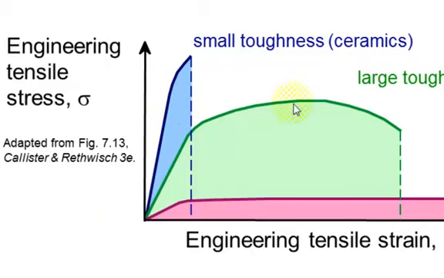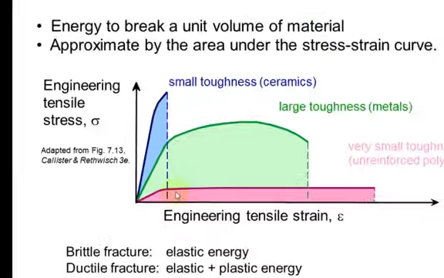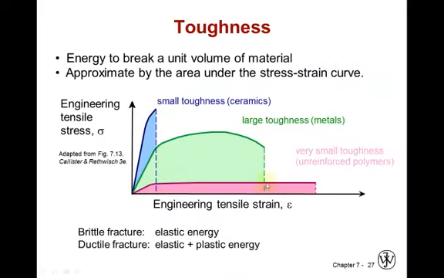This material here, although it's got a lower ultimate tensile strength, continues to have the most toughness because it has the most area under the curve. It takes the most energy to break it. A polymer like this will have a very low toughness because there's very little area under its curve. This is a brittle fracture, and these are both more ductile fractures.